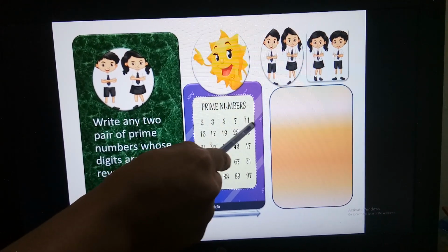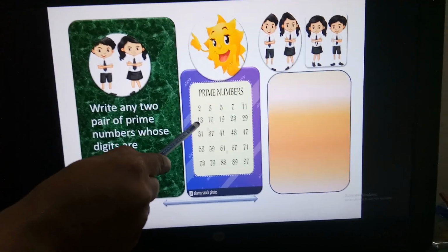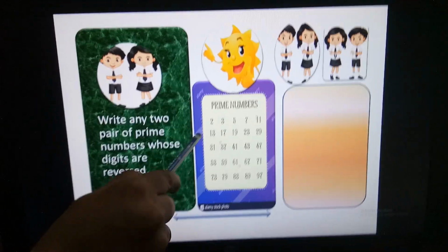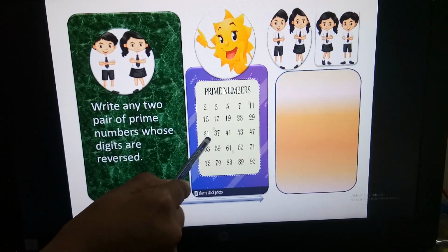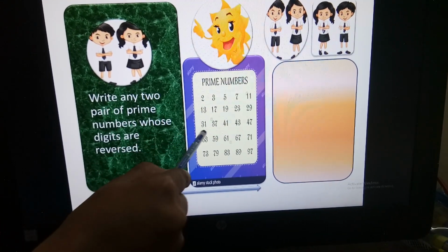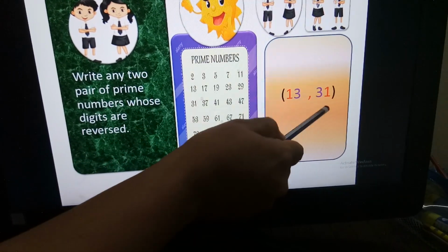11 has both digits the same. Let's leave it. Take 13. 1, 3. Now reverse the digits: 3, 1. See, 3, 1 means 31. 31 is also a prime number. 13 is also prime. This is the first pair I have got here. You can see 13 and 31.